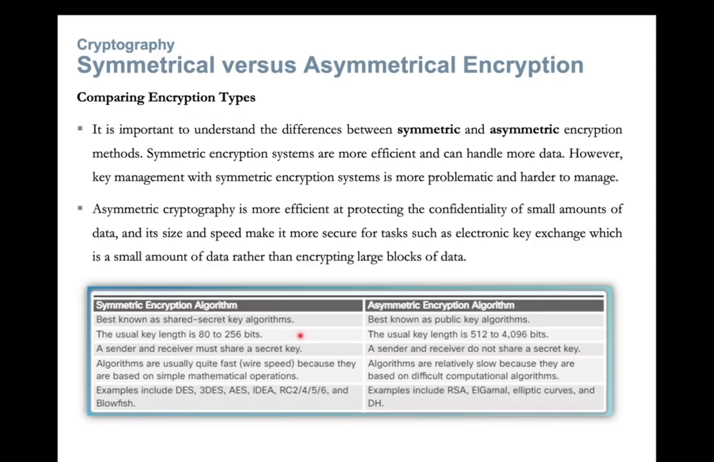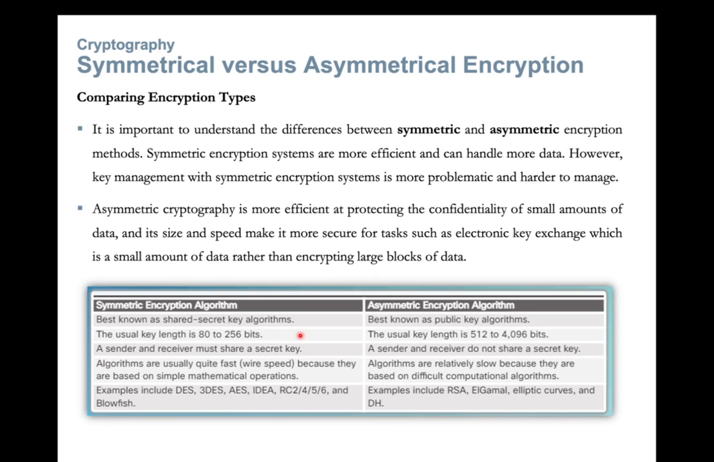cryptography, it is more efficient at protecting the confidentiality of a small amount of data, and its size and speed make it more secure for tasks such as electronic key exchange, which is a smaller amount of data rather than encrypting a large block of data. But maintaining confidentiality is important for both data at rest and data in motion. So in both cases, symmetric encryption is favored because of its speed and the simplicity of the algorithm.